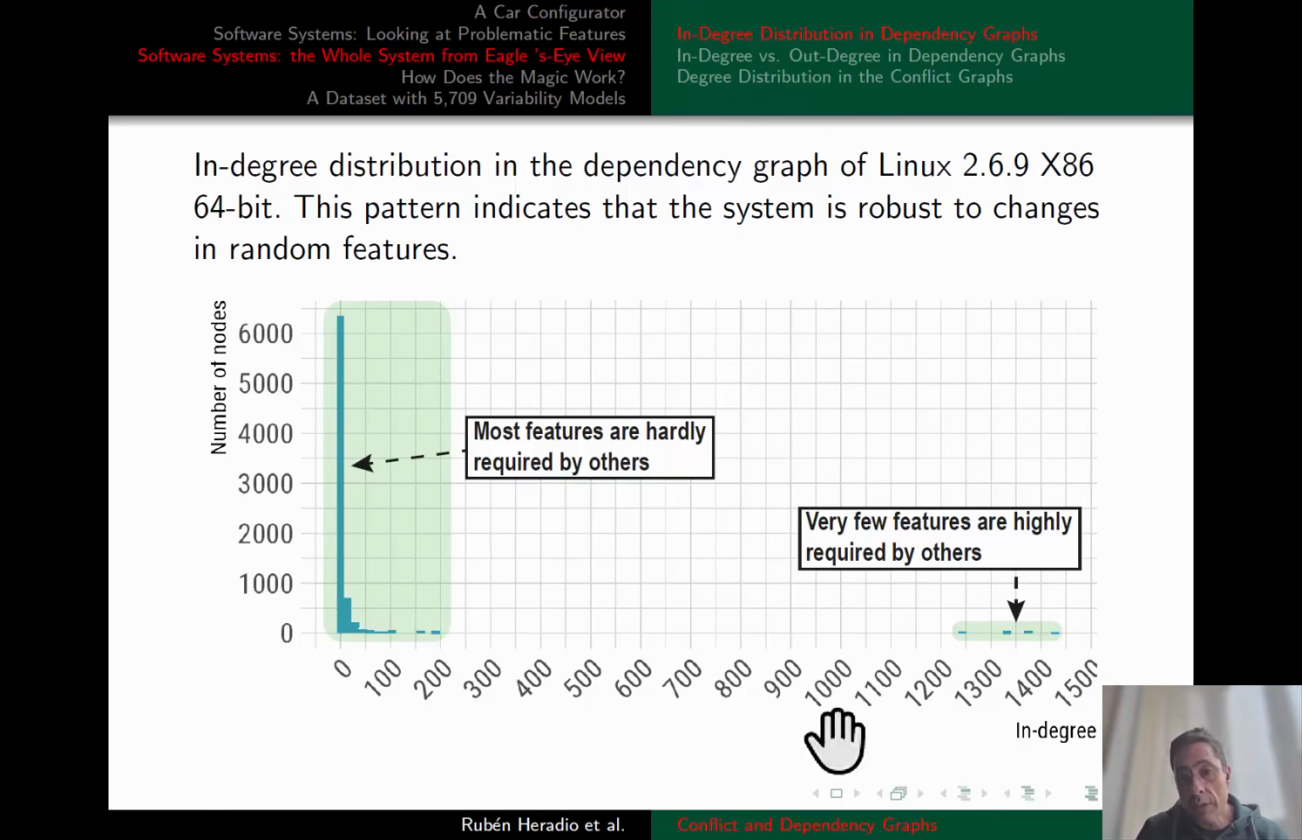In other words, if we make a random change, the probability of doing it here is very low because there are only very few features. Probably the change is going to fall here. And as the degree of these features is very low, this change is not going to be propagated.